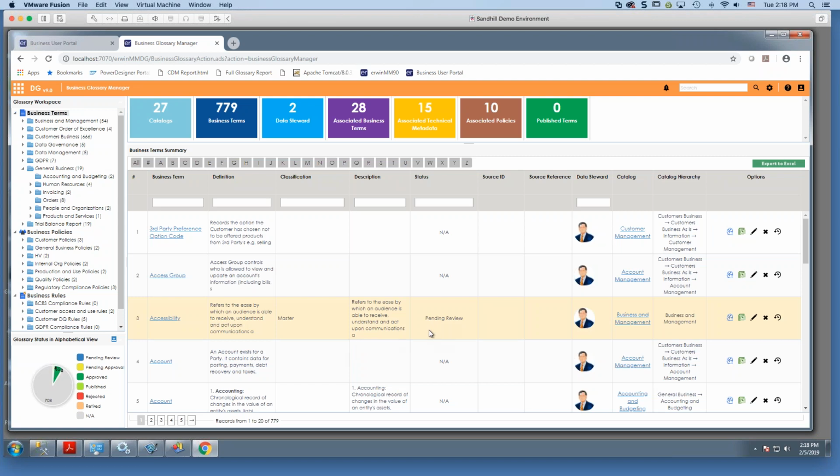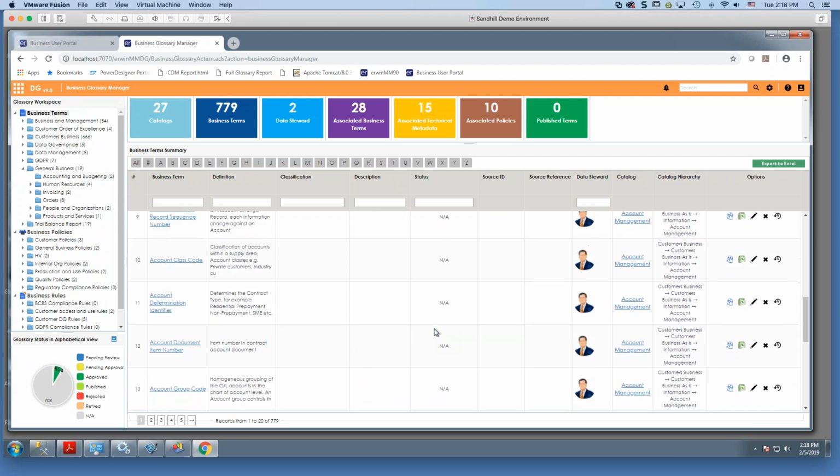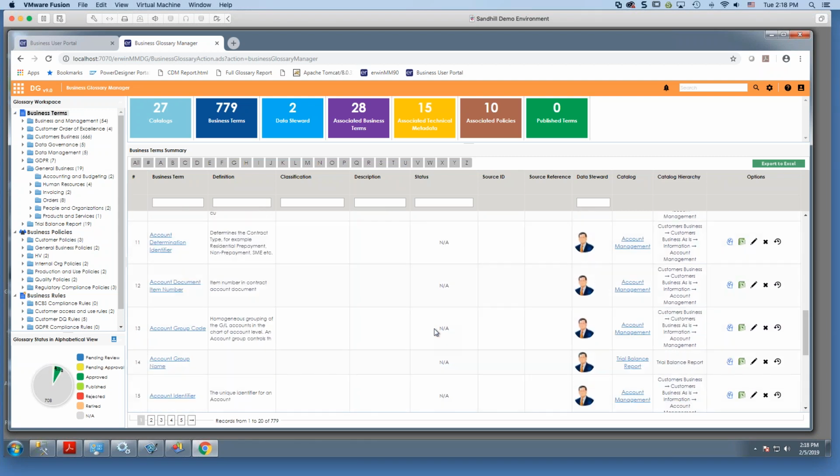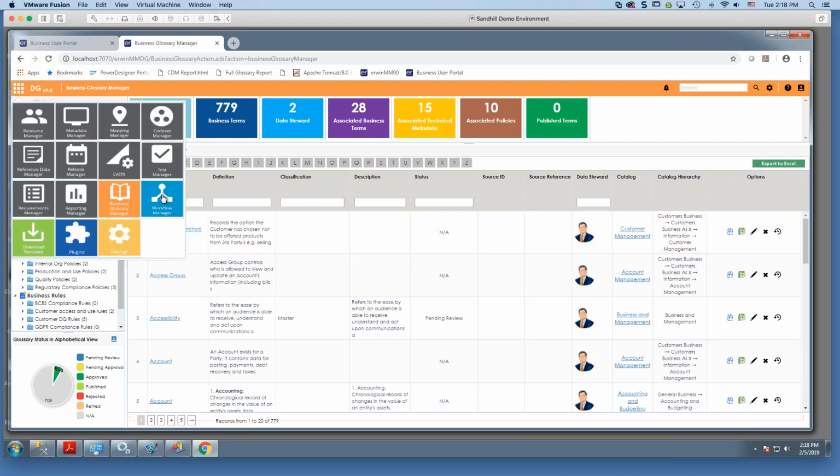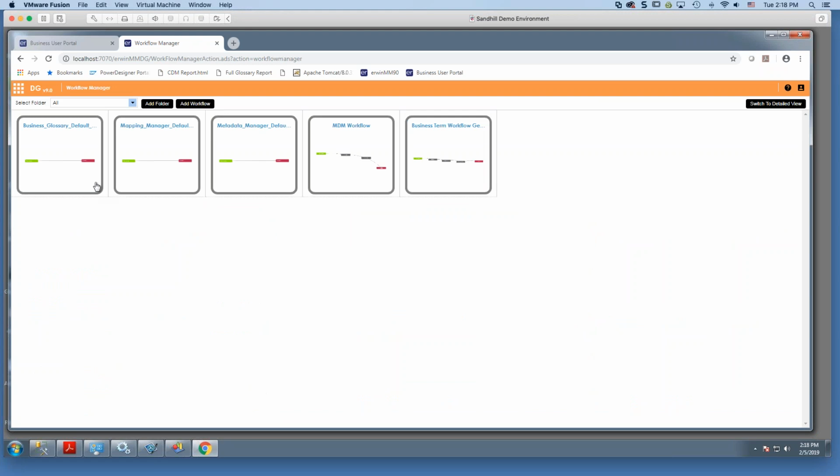So you can see in here on some of these things that we've got pending review, there are various statuses and things like that. So I want to introduce you to another module that's called the Workflow Manager. Now, the end users don't have to get involved in this, but the person who's setting up the glossary, who's managing the glossary, would be interested in this. This Workflow Manager is where you can set up various workflows depending on what you're trying to manage.